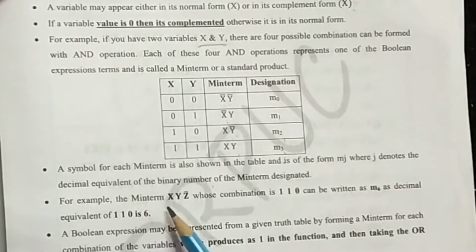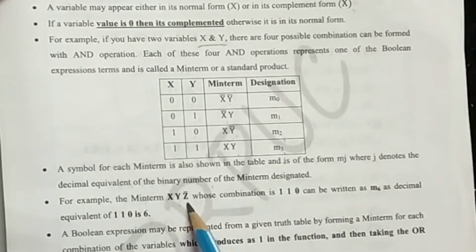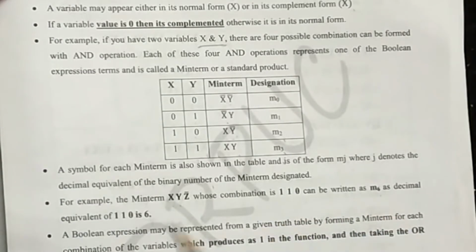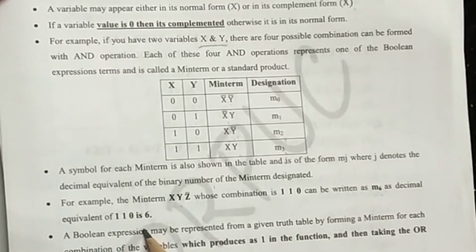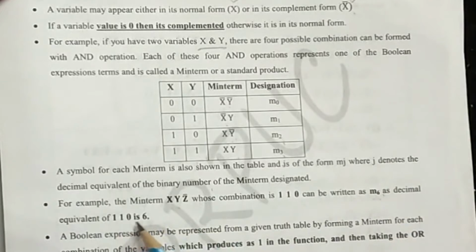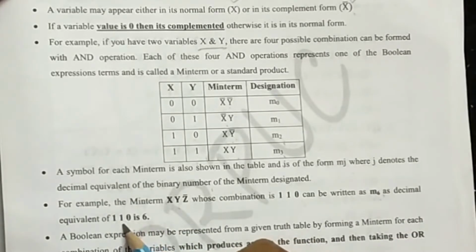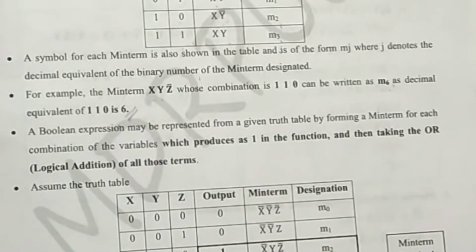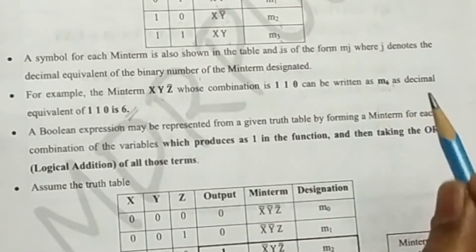For example, the min term x y z bar, whose combination is 1, 1, 0. So x is 1, y is 1, z bar is 0. 1, 1, 0 can be written as m6, as the decimal equivalent of 1, 1, 0 is 6. Why are we taking m6? Since 1, 1, 0 is 4 plus 2, 6. So we can represent it as m6.